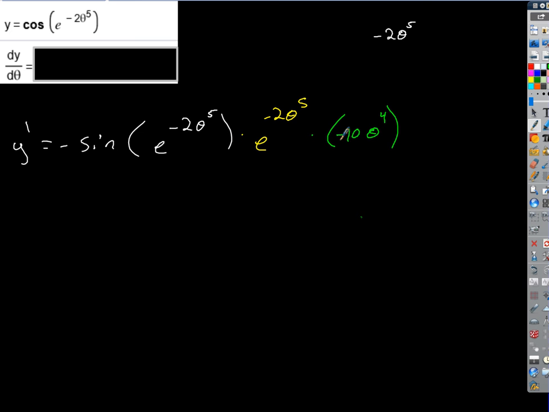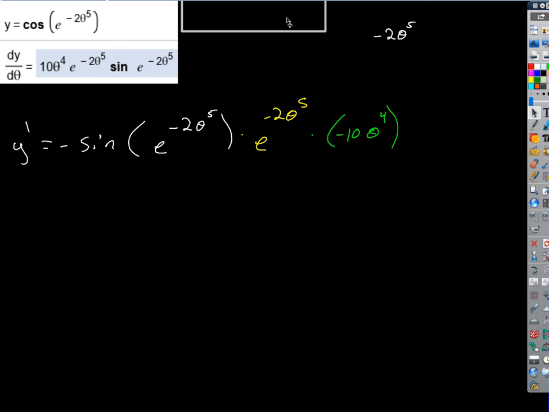Right? Negative times negative would be positive. We'd have a 10 theta to the fourth out front. I'd put the exponential out front too. But none of that is required because it doesn't tell you to simplify. So that's what they had.